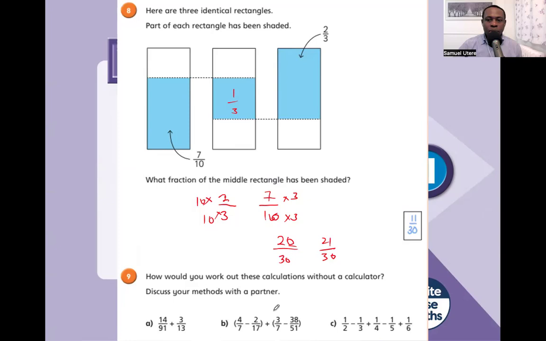Okay, here is question 9. Here, I don't want the video to be too long. It's about grouping. Okay, they say, how would you work out these calculations without a calculator? Okay, you can discuss this with your partner. All right, so grouping the calculations, thinking about the common denominator, having the lowest common multiple, and that will give you the solution.